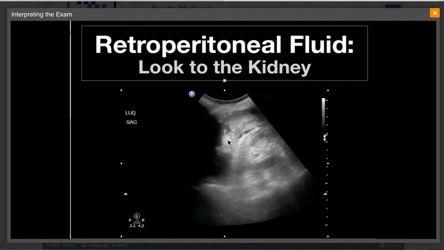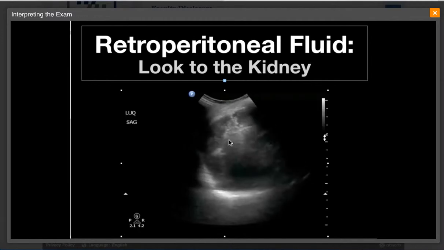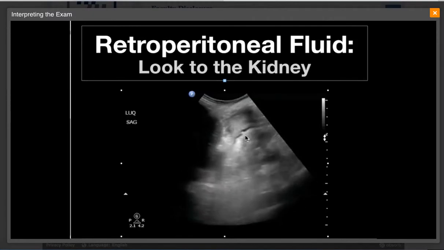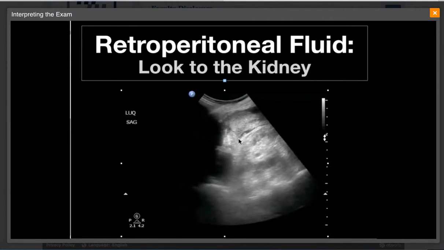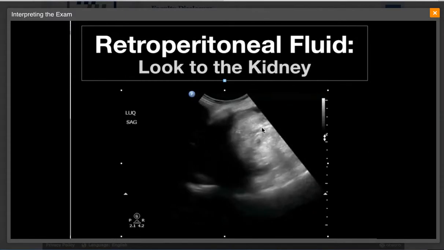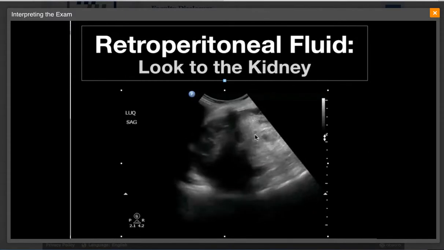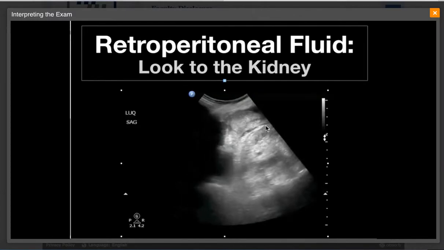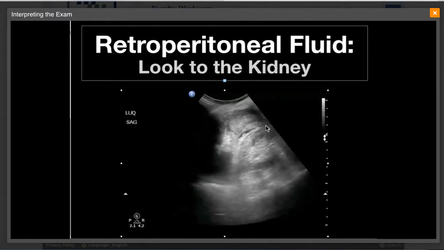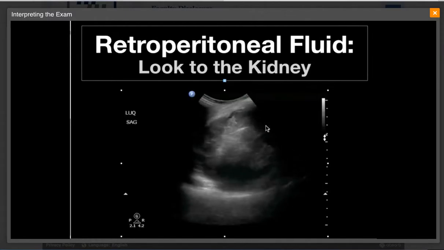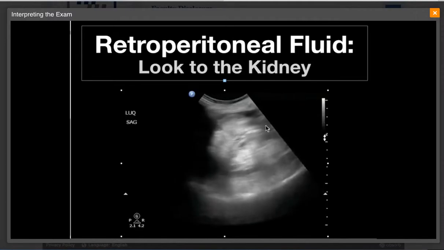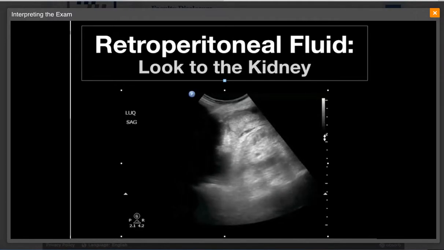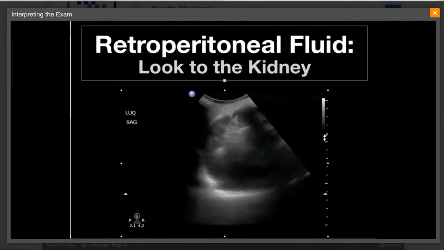Here was another patient who had a ruptured AAA. If you take a look in the perisplenic window here, you can see again that there's a fairly large stripe of fluid in the retroperitoneal space surrounding the kidney. This was a patient who had a ruptured AAA, and the retroperitoneal fluid was best visualized in both the perihepatic and perisplenic windows, not anteriorly. So keep that in mind. Don't forget to look to the kidneys.